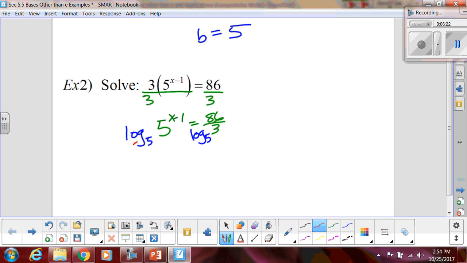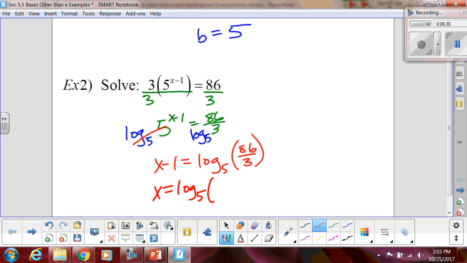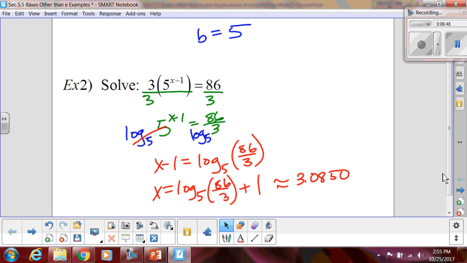All right, so these are going to cancel, and I'm going to get x minus 1. Over here, I'm going to have log base 5 of 86 thirds. And then we just add the 1 over. So our x is equal to log base 5 of 86 thirds plus 1. That would be our exact answer. I believe if you put that into the calculator, you get about 3.0850. So again, you're welcome to use those yellow calculators just to do this simple math, or your own.